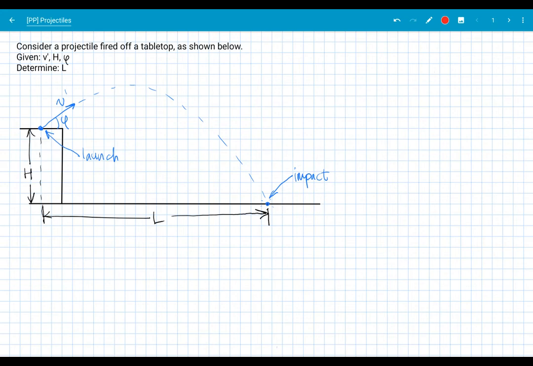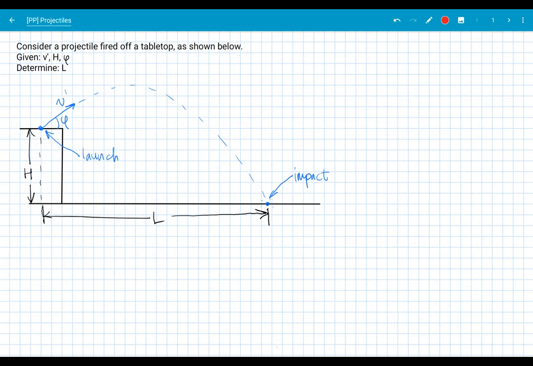We're given v prime, which is the launch speed of the particle. We're given h, which is the initial height there off the floor. And then we're given phi, which is the launch angle. And then we're asked to determine L, which is the horizontal range, as it's called, or horizontal displacement. We can call it that too.